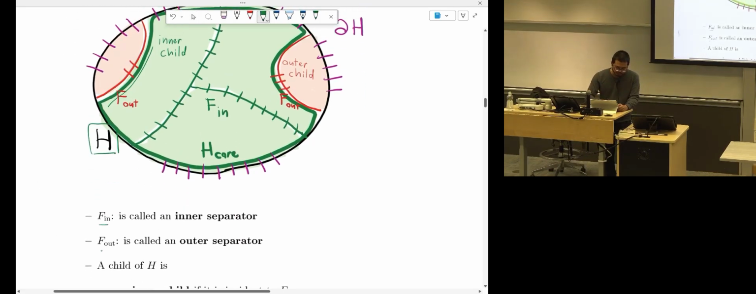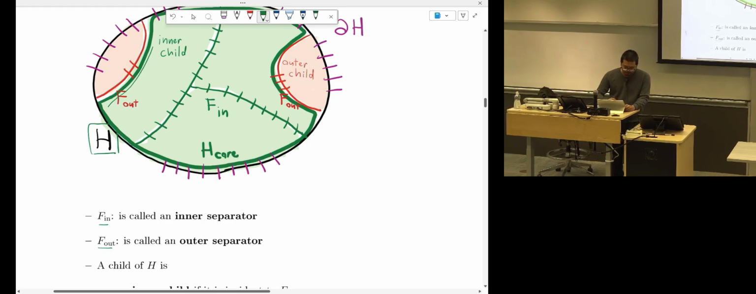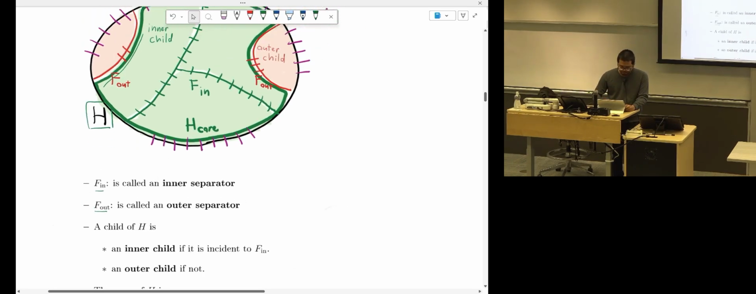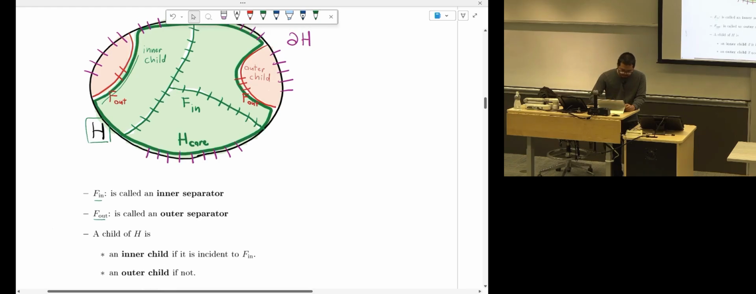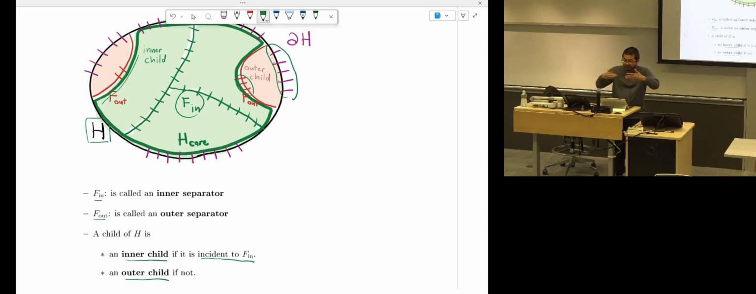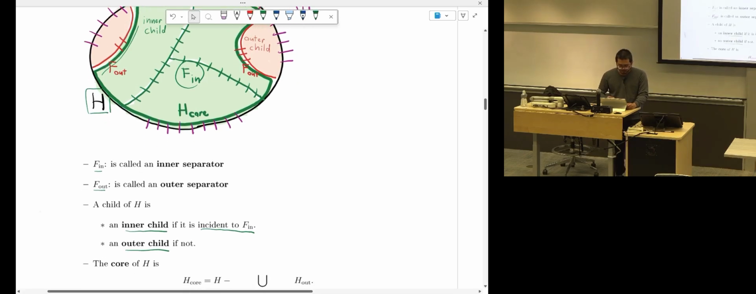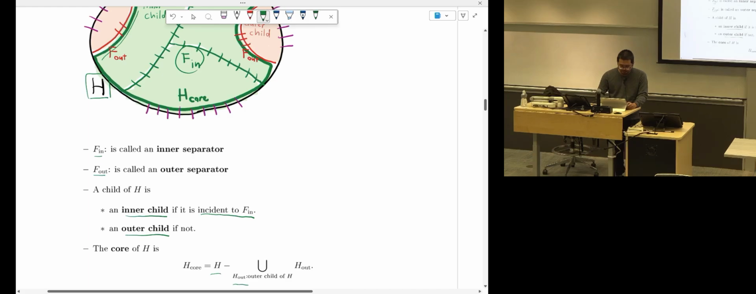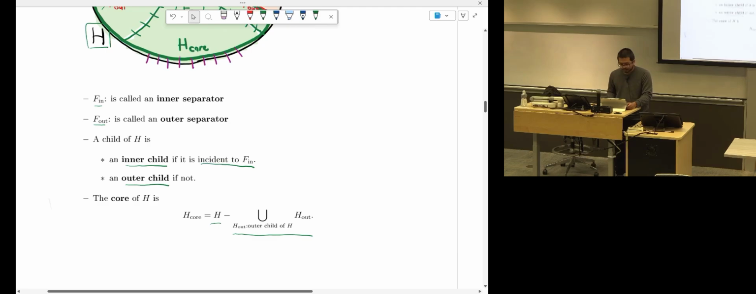F in is the inner separator, F out is the outer separator. The inner children are incident to F in. The outer children are not incident to F in. They are only incident to F out or the boundary of H itself. And the core is just H after you remove all outer children. Okay, good.